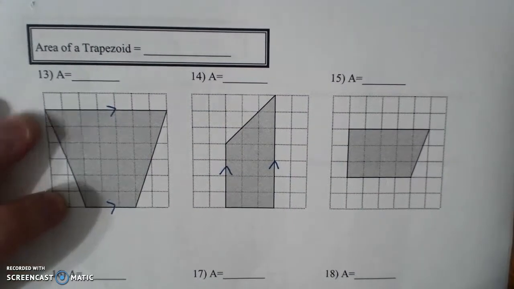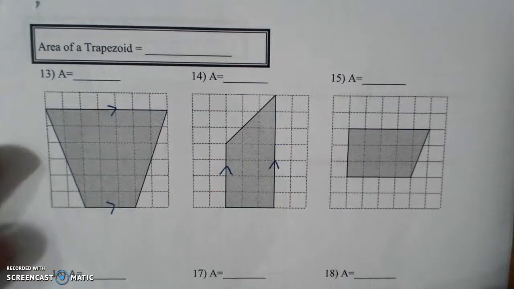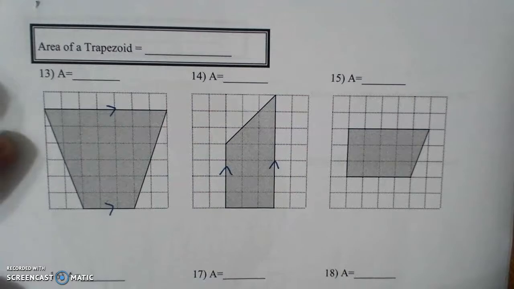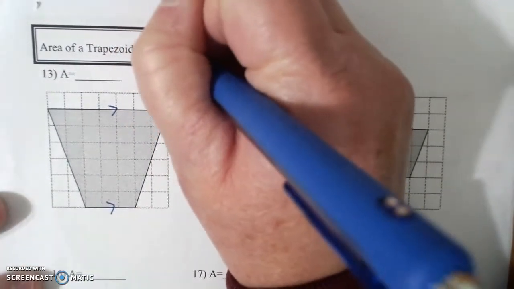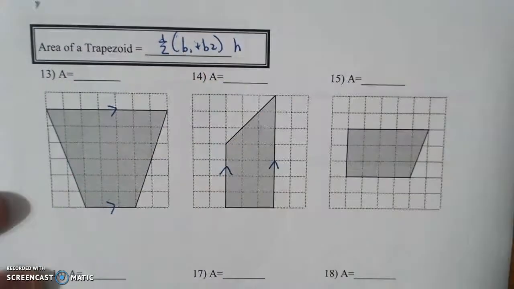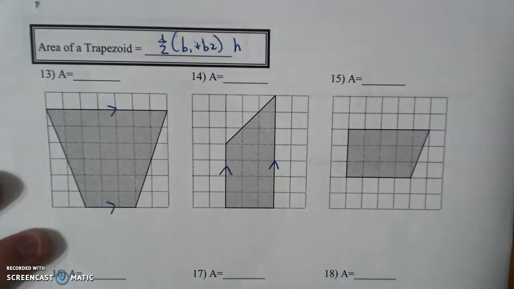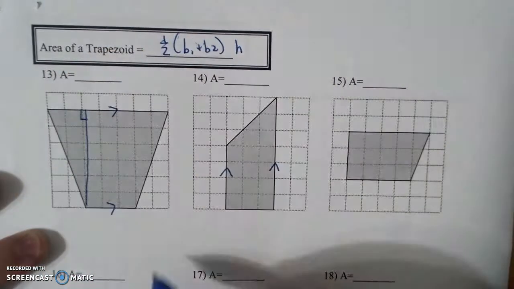And when you're doing the area of a trapezoid, what you're going to do is take the average of the two parallel sides and then multiply it by the height. So I'm going to take 1/2 of base 1 plus base 2 and multiply it by the height. Okay, again, the height is perpendicular.